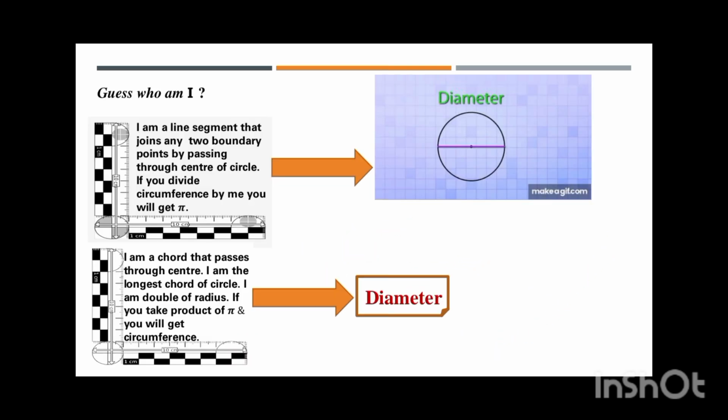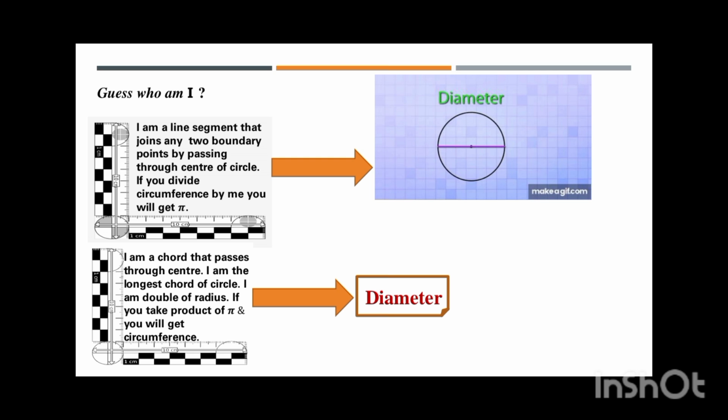Now guess who I am: I'm a line segment that joins any two boundary points by passing through the center of a circle. If you divide the circumference by me, you get pi. So this is definitely a diameter. I'm a chord that passes through the center. I'm the longest chord of a circle. So by this you can also know it's a diameter, because the longest chord of a circle is the diameter.